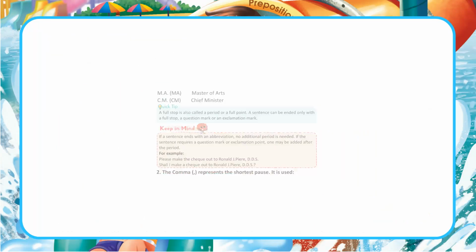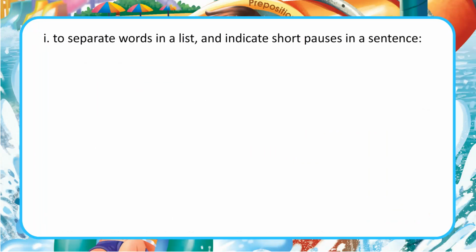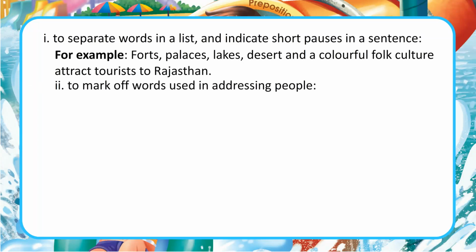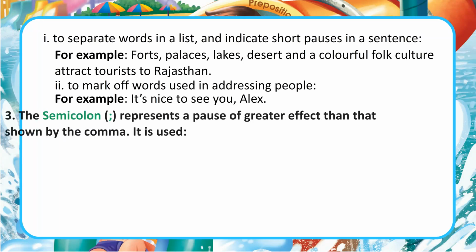2. The comma represents the shortest pause. It is used to separate words in a list and indicate short pauses in a sentence. For example, forts, palaces, lakes, desert, and a colorful folk culture attract tourists to Rajasthan. 2. To mark off words used in addressing people. For example, it's nice to see you, Alex.